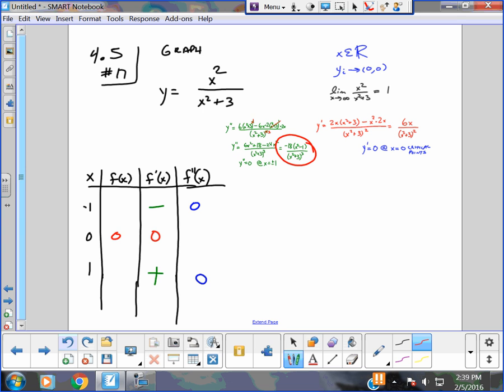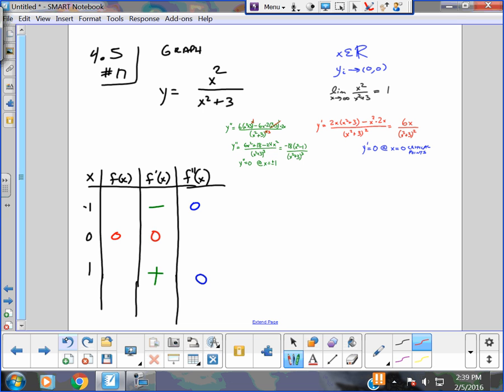Now this one's a little more complicated. But again, we agreed the bottom can't be anything but a positive, x squared plus 3. And I don't care if you cube it, it doesn't matter. So I only have to look at negative 18 times the quantity x squared minus 1. So I'm looking right here, and I'm plugging in values.